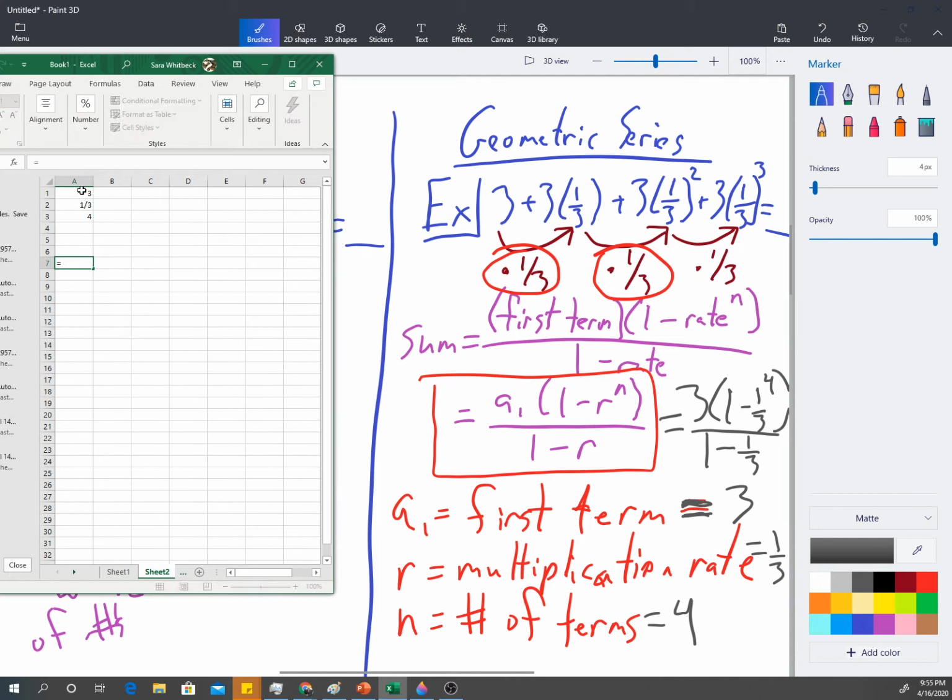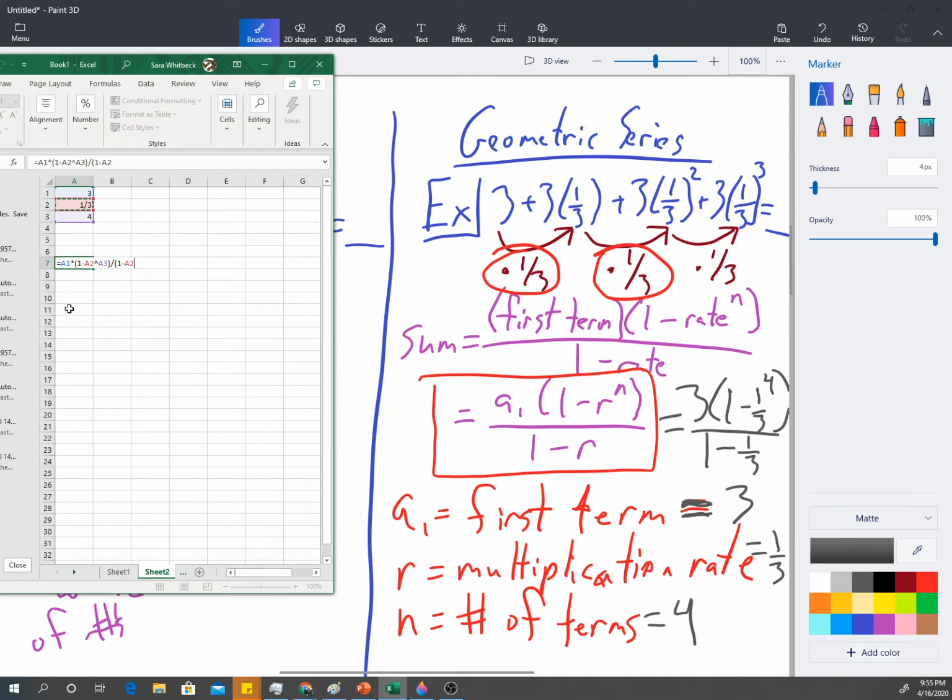Okay, so for my formula, I have equals. I have my first term, so I'm just going to click on that. And then I had my parentheses. Oh, and then you will need to put in a times parentheses. Excel doesn't recognize 2 items being next to each other as being multiplication, so you do need to put that symbol in. 1 minus my rate to the 4th power, and then I'm going to close my parentheses, and I'm going to divide by, new set of parentheses, 1 minus, and then I'm going to click on that 1/3 again, the rate.